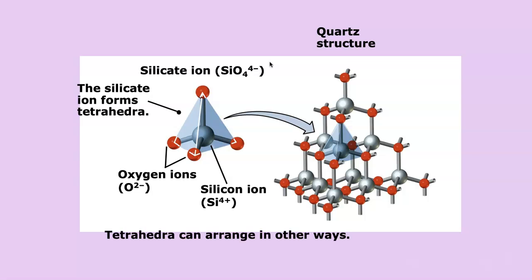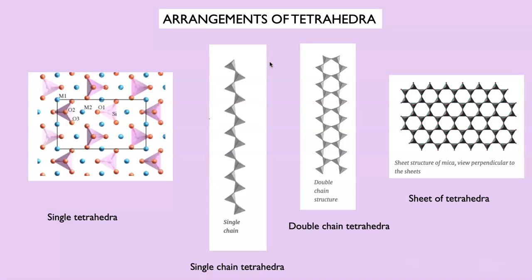But tetrahedra can be arranged in other ways. Over here we have single tetrahedra, where the tetrahedra are by themselves, and there are other elements involved, but the tetrahedra remain isolated. They're not chained together. Here we have a chaining of tetrahedra. This is called a single chain. There's some oxygens here that are being shared by the tetrahedra.